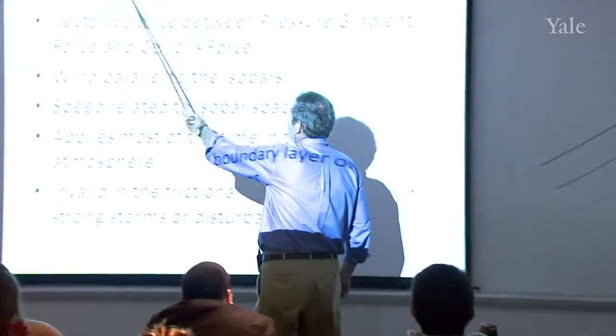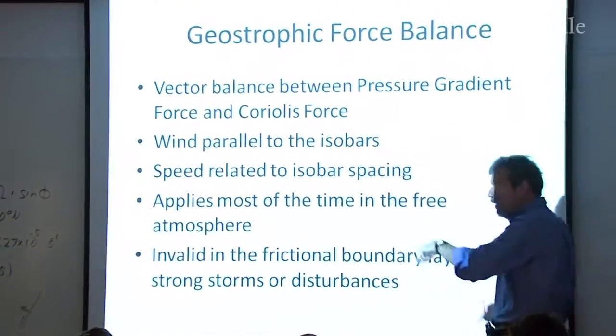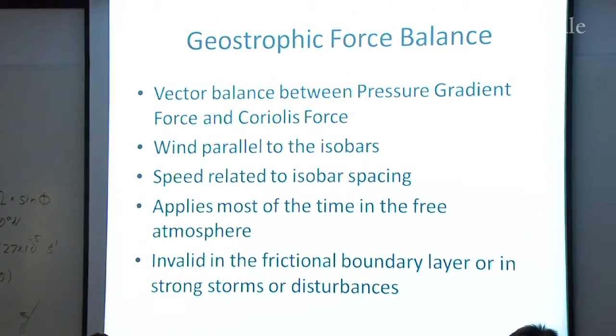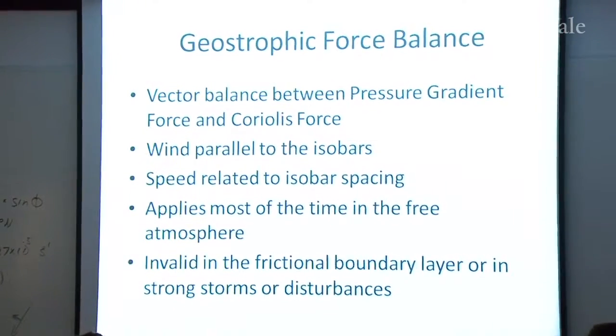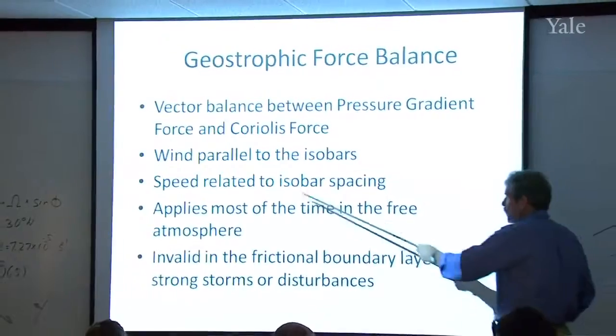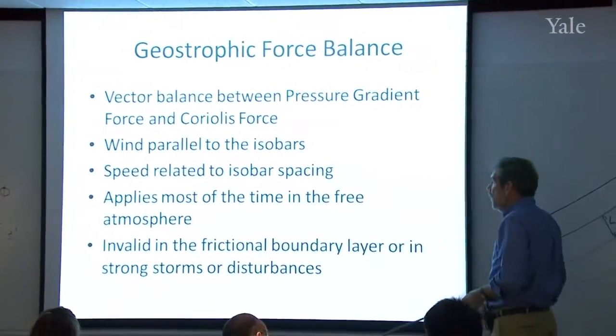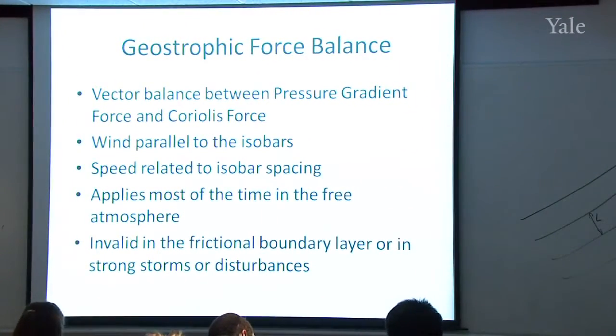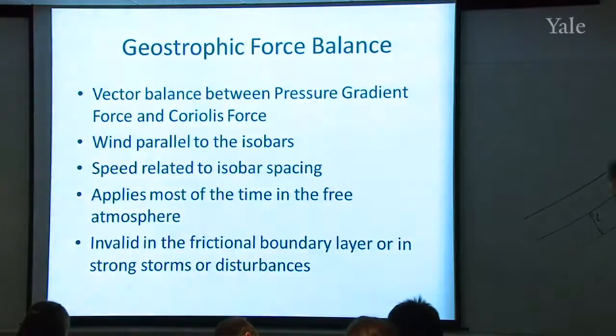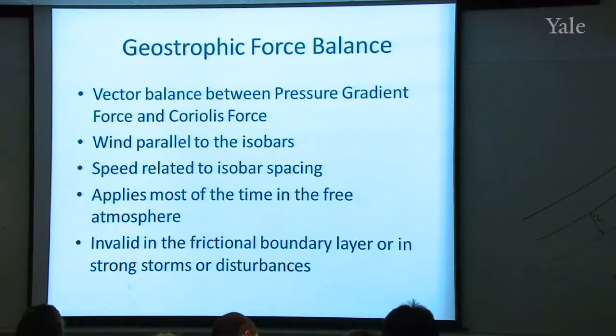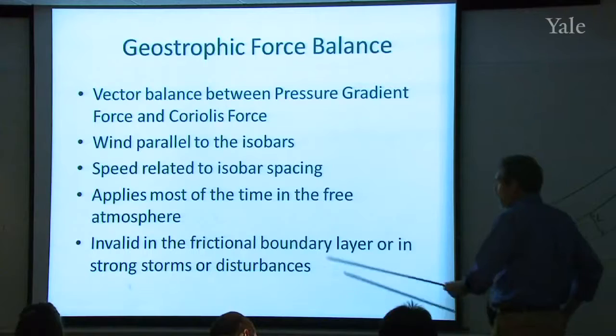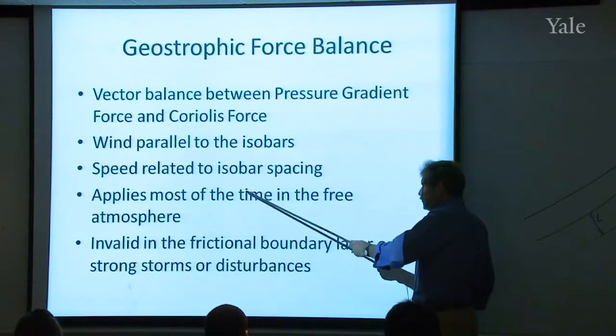Geo meaning Earth, strophe coming from a root meaning turning. So we know it has to do something with the turning of the Earth. Well, in this case, it has to do with the Coriolis force. It results in some very odd things that I'll show you as we move through this section. For example, the wind blows parallel to the isobars instead of across them. And the speed of the wind is related to the isobar spacing.